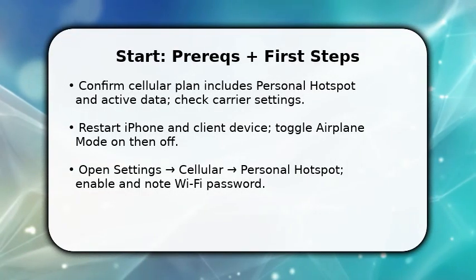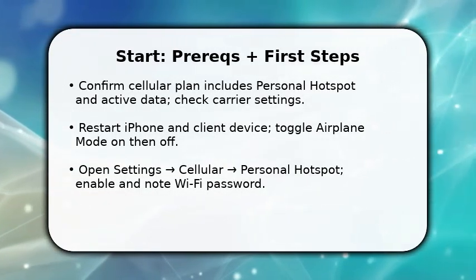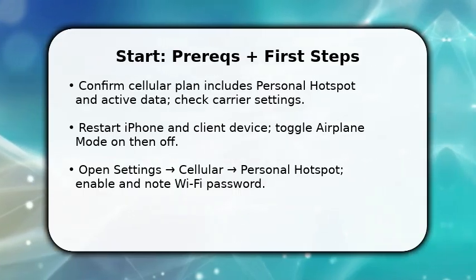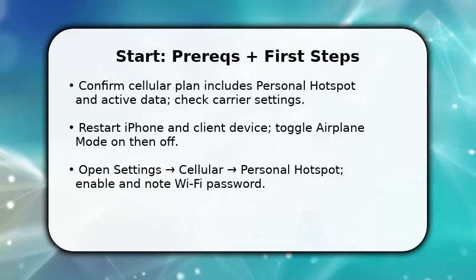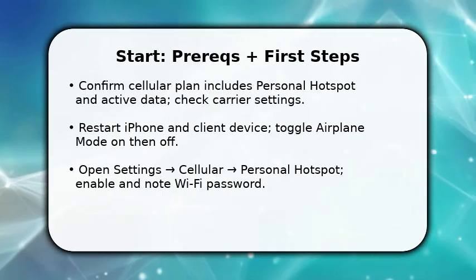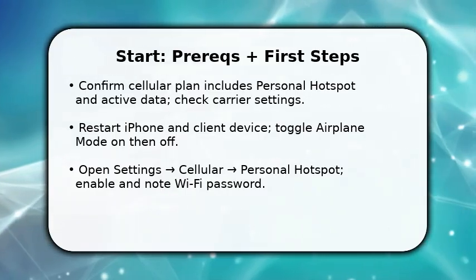You begin by verifying the essentials. Confirm your cellular plan supports personal hotspot and that mobile data is active. Once done, restart both the iPhone and the device you want to connect. A quick power cycle clears temporary network glitches. Make sure airplane mode is toggled on briefly then off to reset radios.